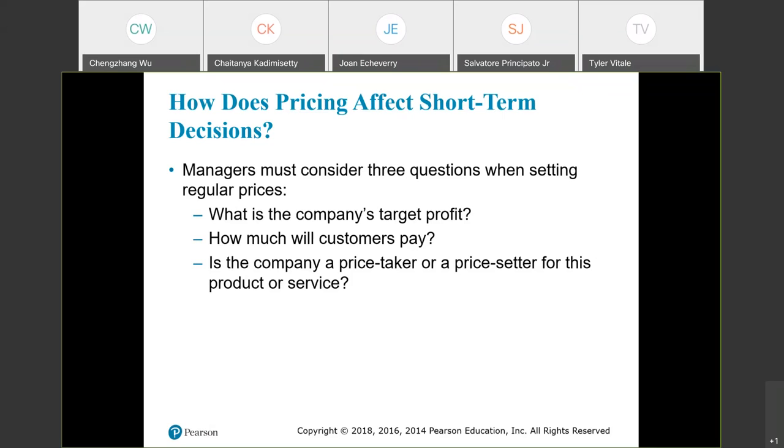The second question: how much are the customers willing to pay? Managers can set prices above what customers are willing to pay. But in this case, the sales volume will decline. What customers will pay depends on supply and demand, which is influenced by the competition, the product uniqueness, the effectiveness of the marketing department, and other general economic conditions.